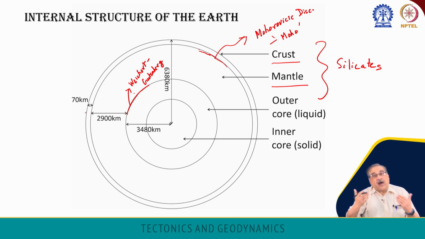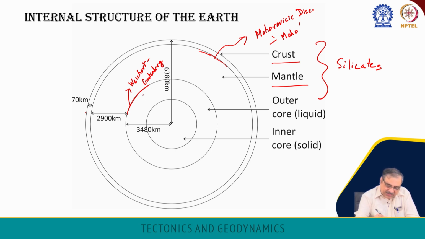So the very high density of the Earth, which is around 5.5 grams per cc, actually results because of the presence of this very dense core. Now, the core of the Earth itself is quite large. The radius is around 3,480 kilometers. The outer part of the core is separated from the mantle by the Weichert-Gutenberg discontinuity.